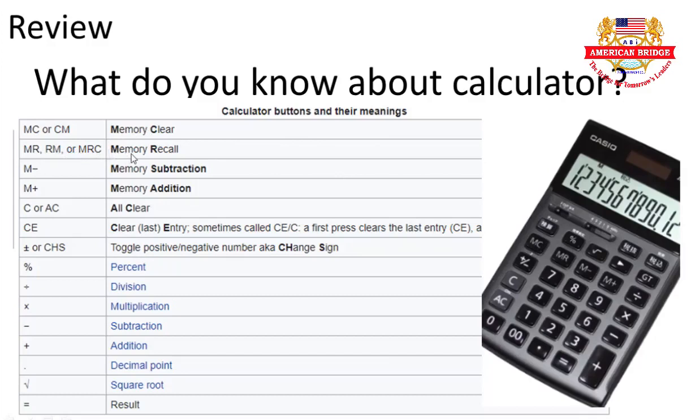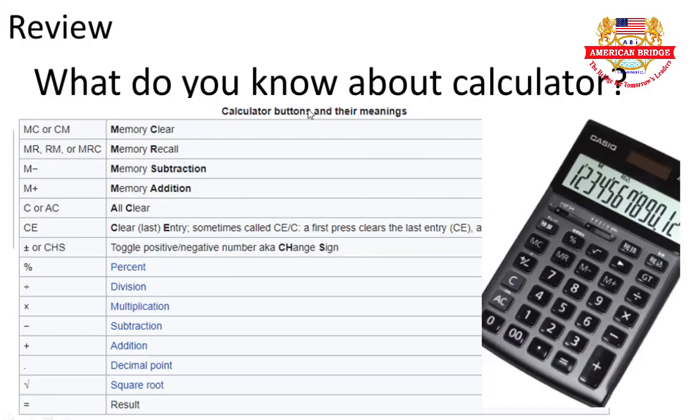MR means memory recall. It means you recall the data that you typed in the calculator. The next one, M minus, means memory subtraction. M plus means memory addition. C or AC means all clear. You also see other functions here: percent, divide, multiplication, subtraction, addition, decimal point, square root, and equals, which gives the result. These are some of the functions on the calculator.